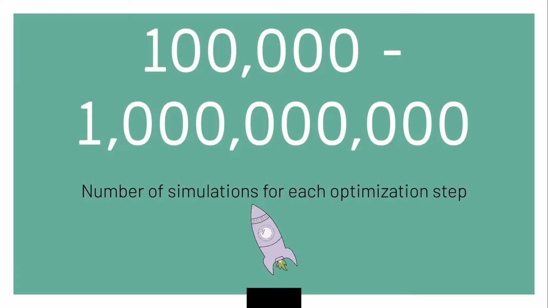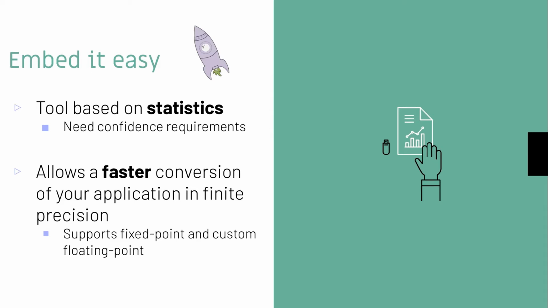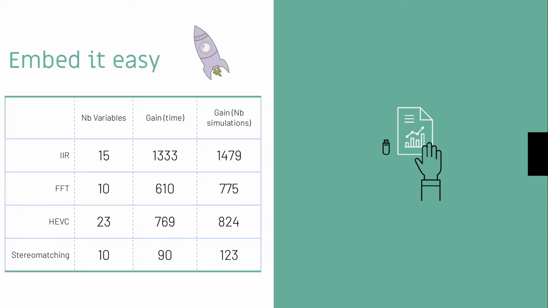Currently, the number of simulations for each tested word length ranges between 10 to the 5 to 10 to the 9. The conversion process is long and generally left to a non-optimized stage because of the required optimization time. Contrary to the current methods, our tool is based on statistics, which implies that confidence requirements are fixed by the user. Our tool simulates an adaptive number of points to drastically reduce the optimization time. Here, you can find several tested benchmarks and the obtained gain in terms of number of simulations and time.